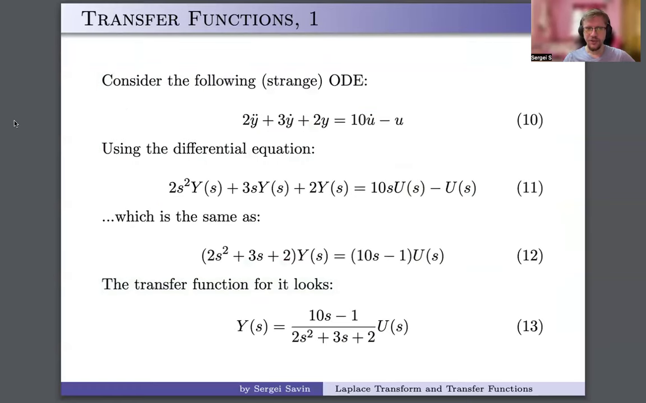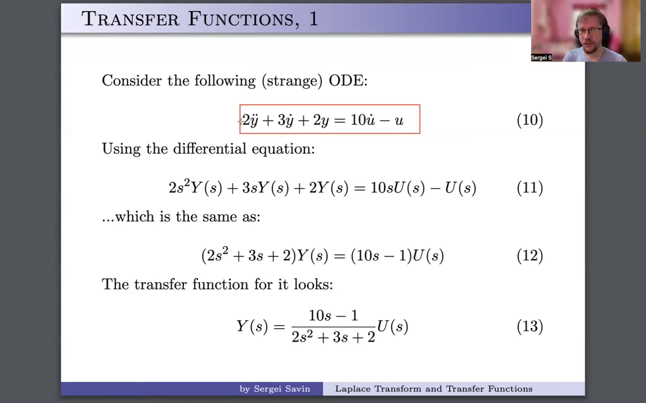Now, it is not just this simple type of equations that you can transform. You can do it with much stranger equations. So consider this one: 2y double dot plus 3y dot plus 2y equals 10u dot minus u. You haven't seen it before, but u can be differentiated. Why not? You have an input signal, you can differentiate it. No one stops you. It is interesting, but it's a legitimate way of doing it.